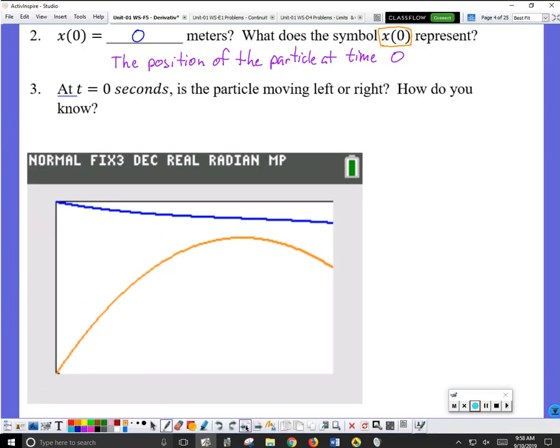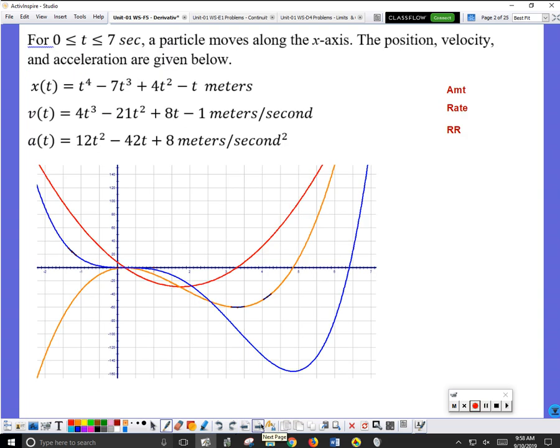Let's go back to this big one here. Right here, the velocity values are becoming less negative. That means the speed is becoming less and less. The graph's getting closer to zero, so I'm slowing down. Right here, the velocity values are becoming more negative. The speed is getting higher. Here, the velocity values are becoming less negative again. The particle's slowing down again. Here, the velocity values are becoming more positive, so the particle's speeding up again. Good point.